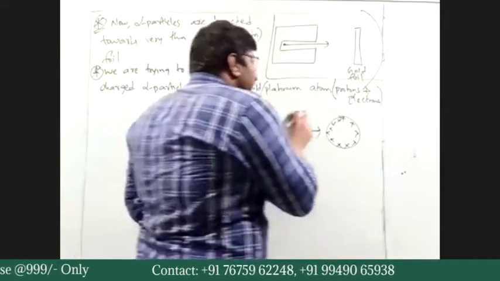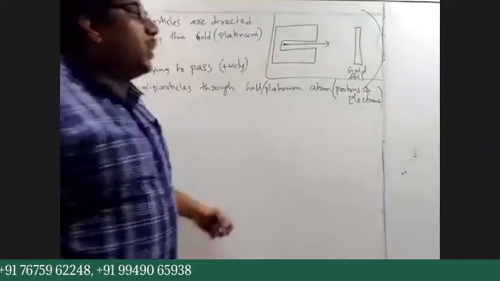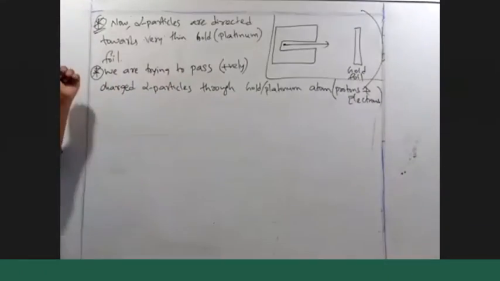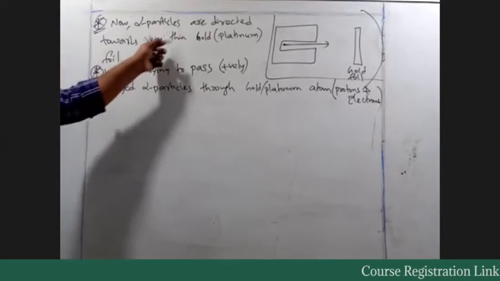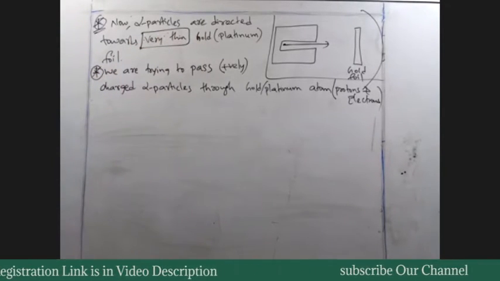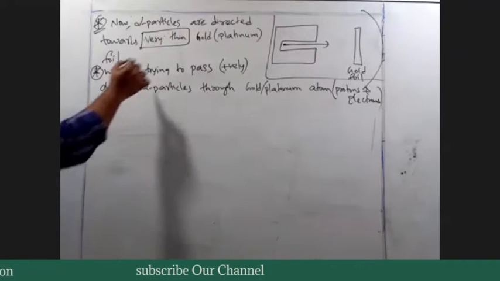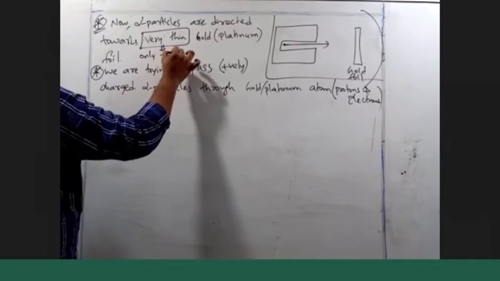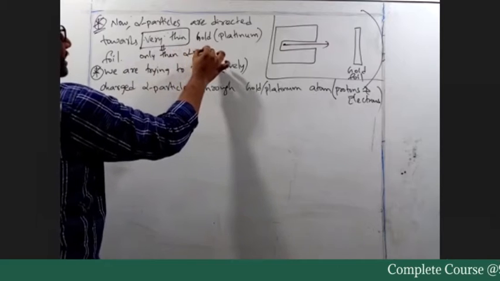What you need to do is, the gold foil you're considering should be very thin. Why? Because only then can alpha particles penetrate.